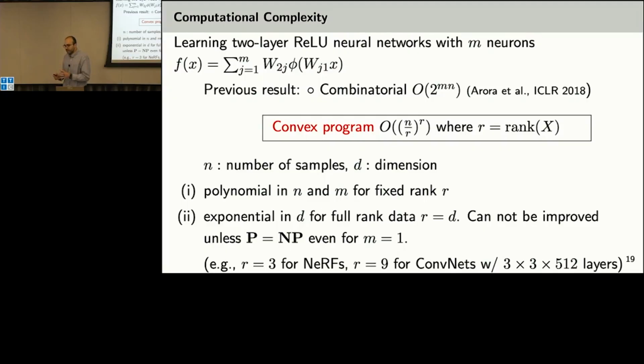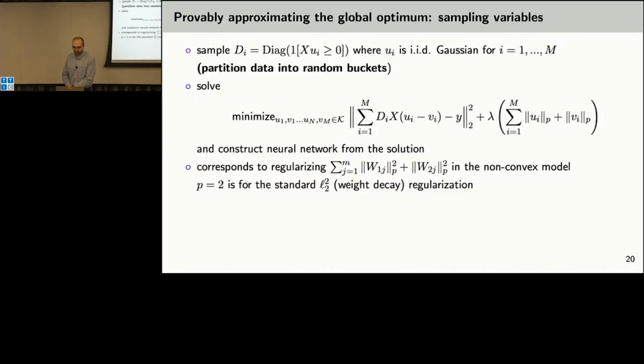So luckily, in some cases, this is small. R is small. For instance, in radiance field models or convnets, the rank is bounded by the size of your filter. But still, it's a bit problematic. I will offer you a different way to deal with this dimensionality.